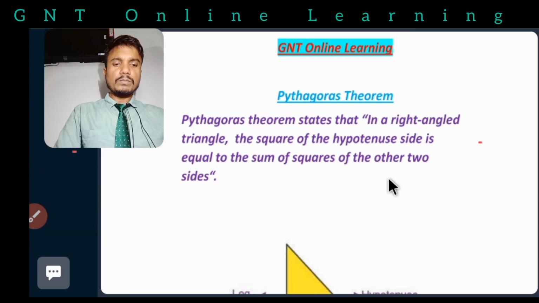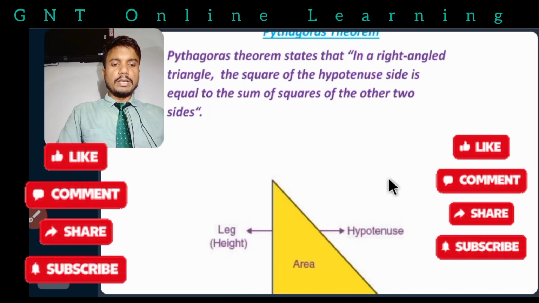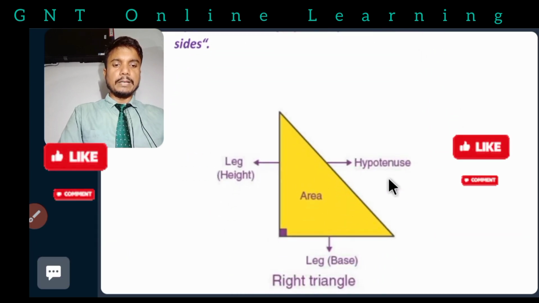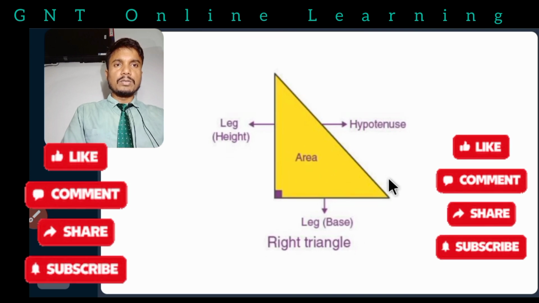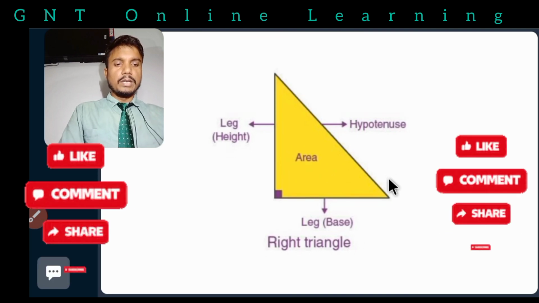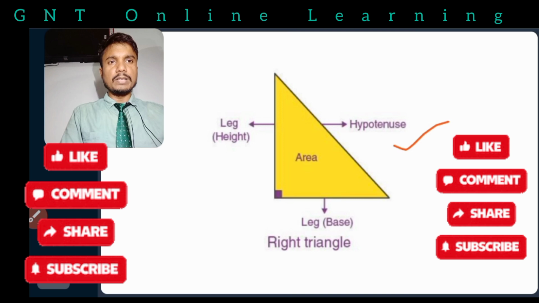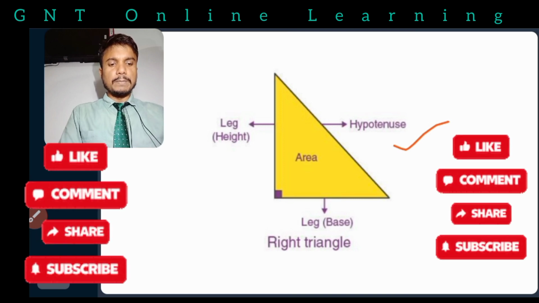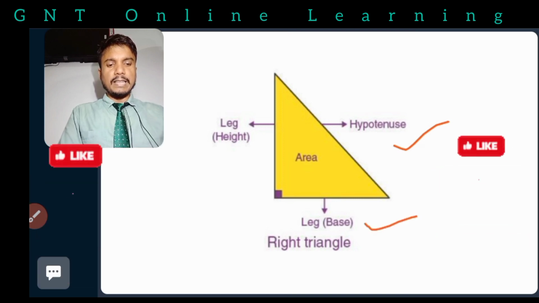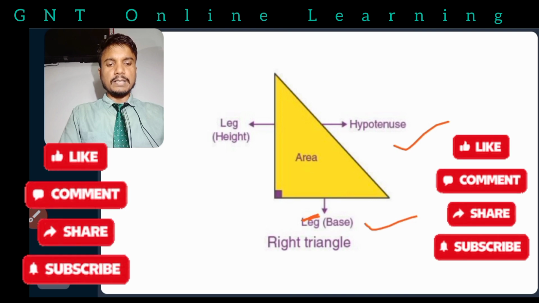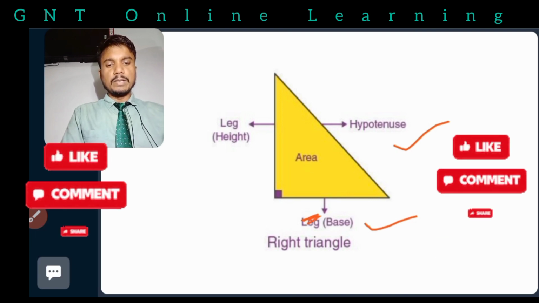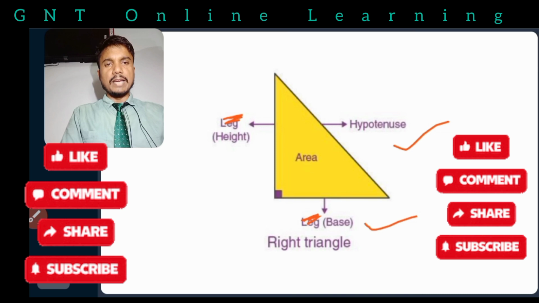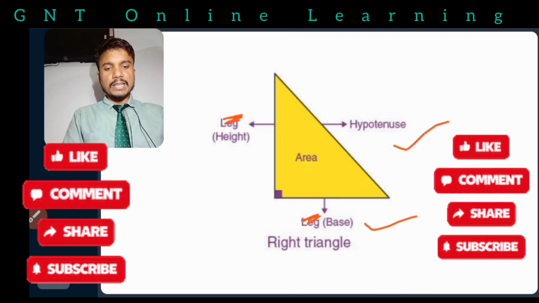Here we have the diagram. If you see the diagram, this part is the hypotenuse, this part is the base. Leg, no need to mention here. This side is the base. And here we have the height. This height is also called the perpendicular.